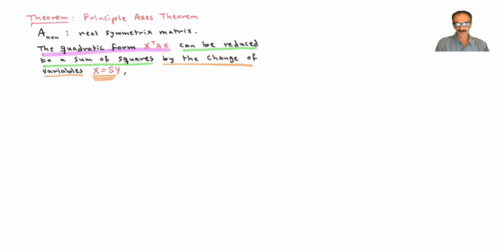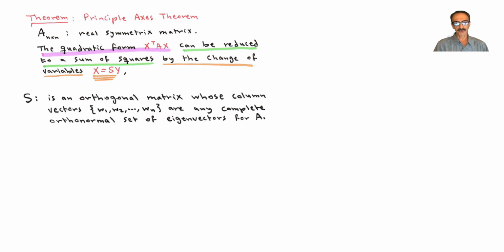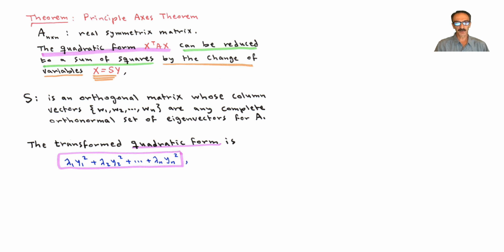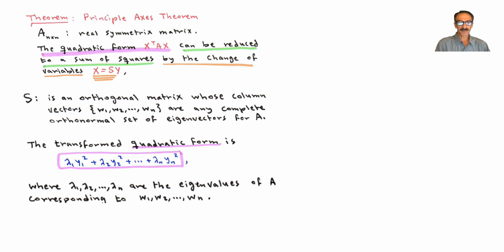A matrix A that is m by n, a real symmetric matrix, the quadratic form x transpose ax can be reduced to a sum of squares, as we saw earlier, by the change of variables x equals sy. S is an orthogonal matrix whose column vectors w1, w2 up to wn are any complete orthonormal set of eigenvectors of A. The transformed quadratic form is, this is just like a summary, as you could see, lambda 1 y1 square plus lambda 2 y2 square plus all the way to lambda n yn square, where lambda 1, lambda 2, up to lambda n are the eigenvalues of A corresponding to the orthonormal vectors w1 up to wn.